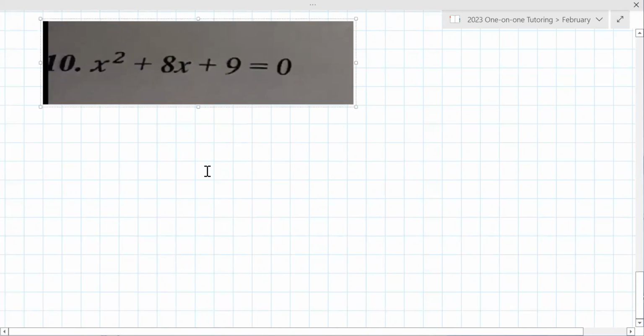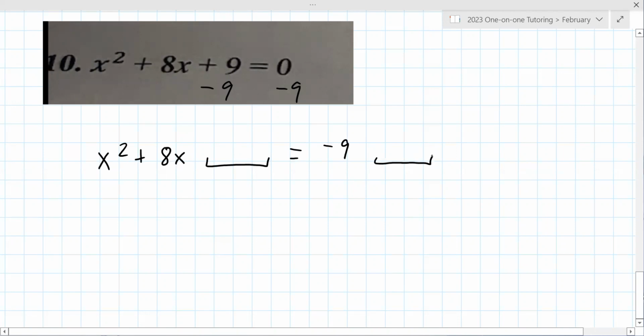First start out with cutting down 8, right? But you actually move this 9 to the other side of the equation. X squared plus 8x, leave a space, equals minus 9, leave a space. And then, like you said, you're going to cut down the 8. Not 2, 4. So you're going to cut the 8 in half. And then you square it.